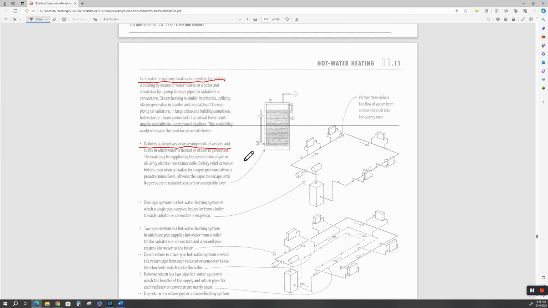Okay, a boiler is a closed vessel, and a boiler is controlled by the American Boiler Manufacturers Association code, building codes. Boilers have to be inspected by the state on an annual basis.